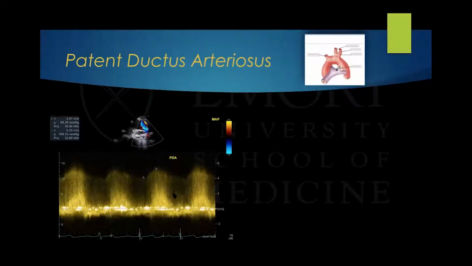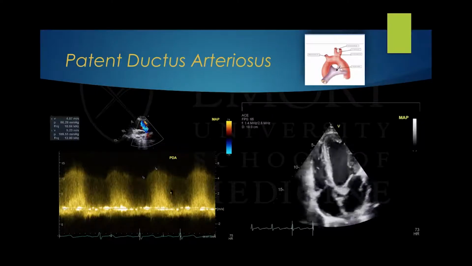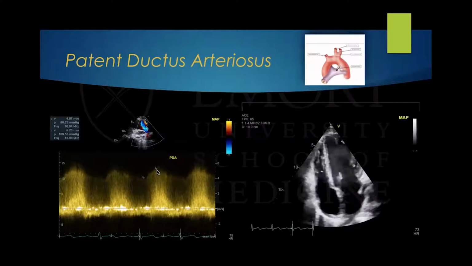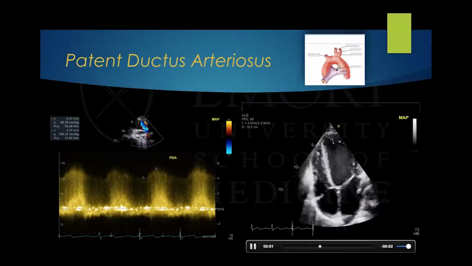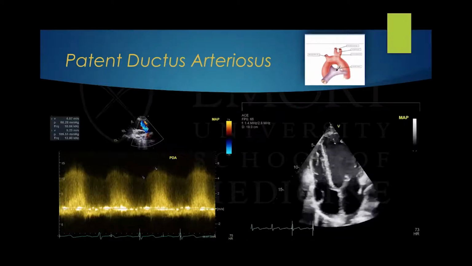The continuous Doppler will show a continuous flow because the blood is going from the descending aorta into the pulmonary artery. These velocities will vary depending on what the pulmonary arterial pressure is at the time. In this case, the patient did not have pulmonary hypertension, allowing a very high velocity from the aorta to the PA. This type of shunt will give left-sided chamber dilation because it's an extracardiac shunt.